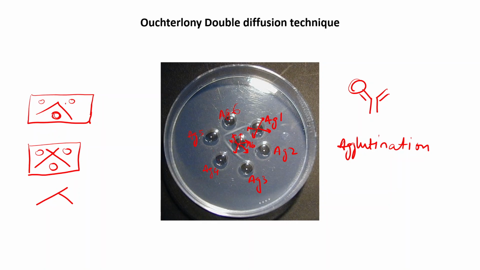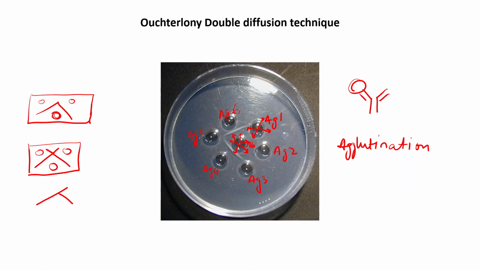We can detect a specific kind of antigen. So if I know that this antibody is specific towards a certain protein, and I have added 6 antigens here, I can detect that this antigen belongs to the protein of interest. So to check which antigen is reacting with the particular antibody, I can use this technique.